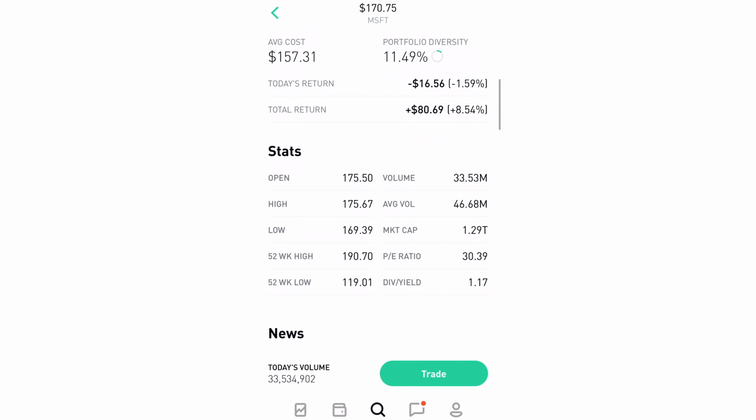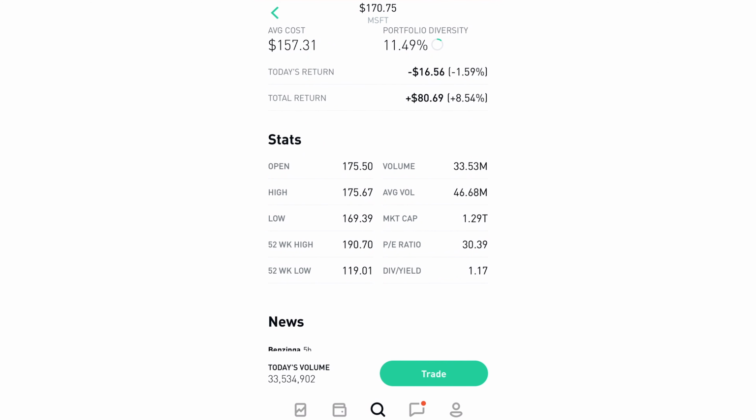On the left you have open, high, low. Open means the price of the stock when the market opened. High and low mean the current high and low values for the day. Then it's pretty self-explanatory. 52-week high and 52-week low tell you how high and how low the value has been over the past year. Volume means how much the stock is being traded on the current day you're looking at it. Average volume means how much it's being traded on a typical day.